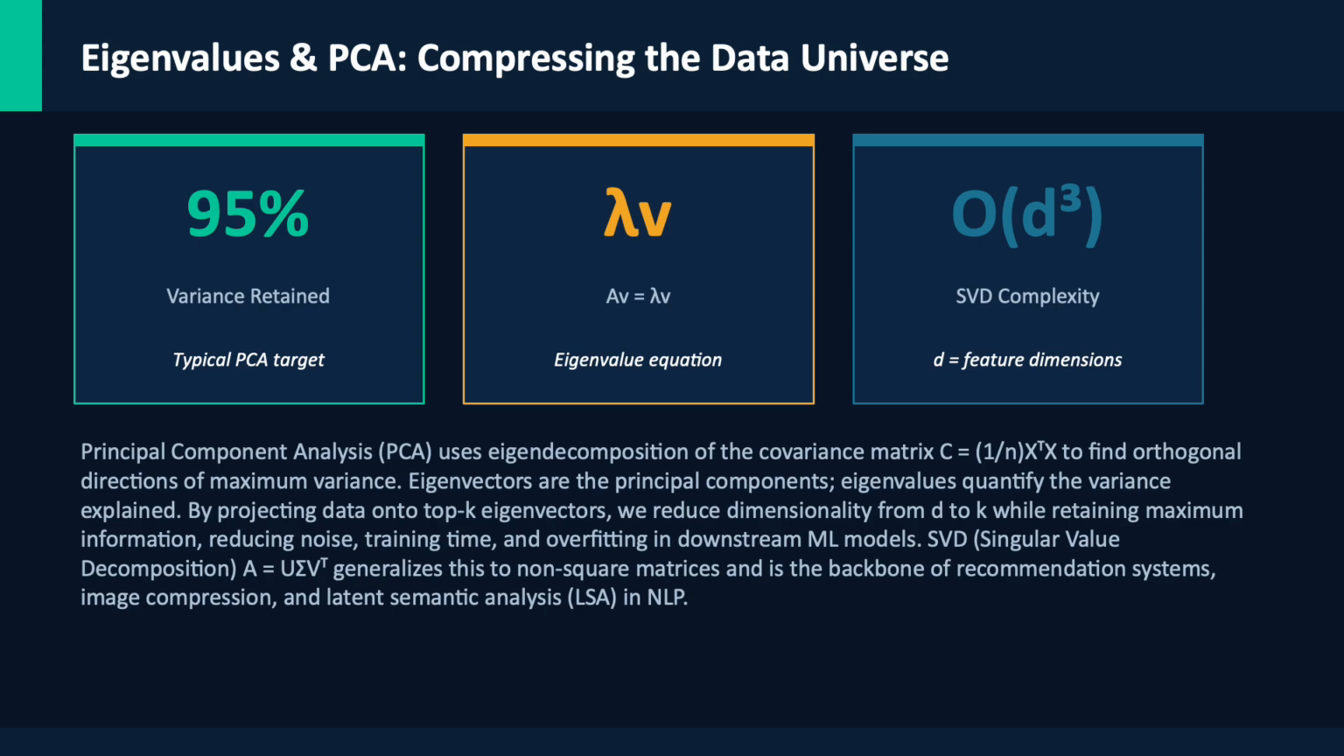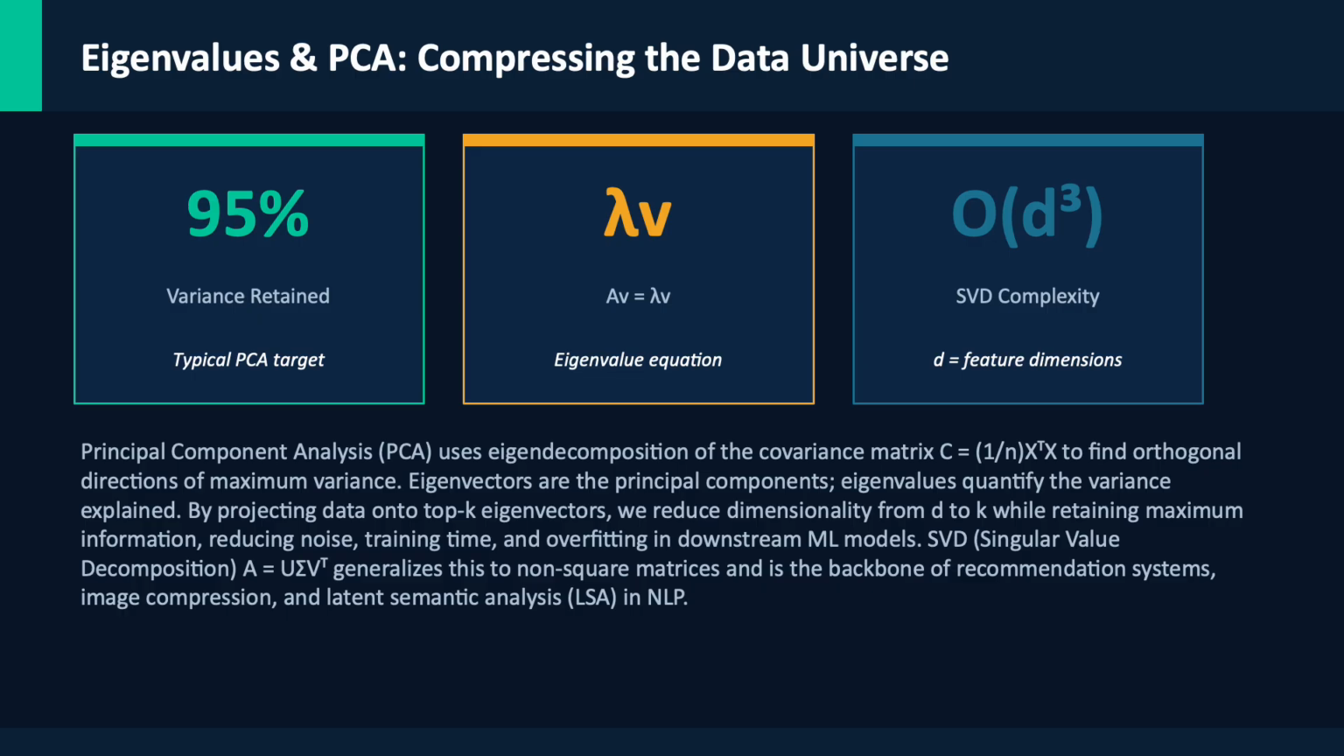Sometimes data has hundreds or even thousands of features, and most of them are redundant. Principal component analysis, or PCA, uses a mathematical concept called eigenvalues to find the most important directions in the data and throw away the rest, making the data much smaller and easier to work with.